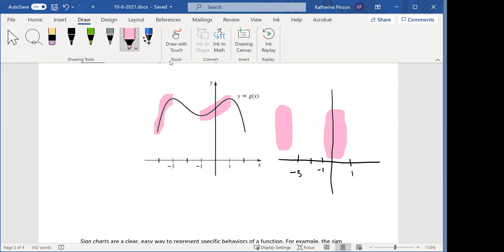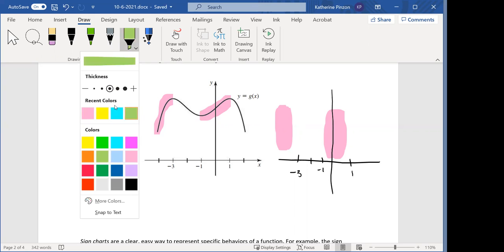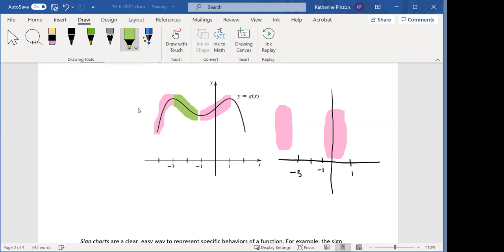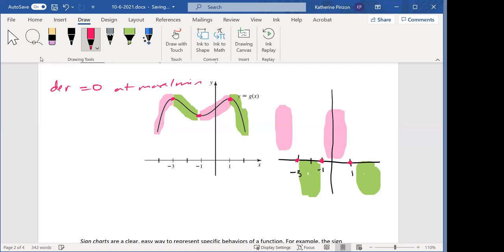meaning above the x-axis. When the function is decreasing, here and here, the derivative should be what kind of number? Negative, below the x-axis. So down here and down here. What do we know about the derivative at the maximums and minimums? It should be 0. At these critical points, at these maximums and minimums, the derivative should be 0. Okay, so the derivative is 0 at max and min.